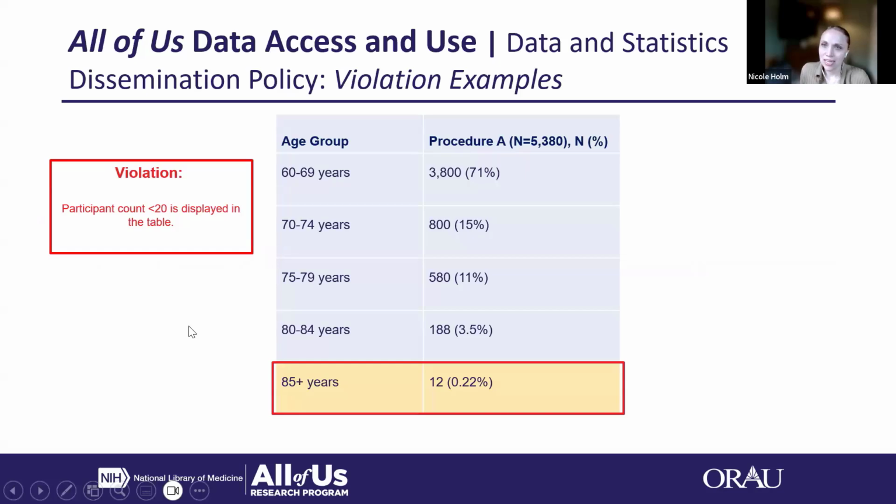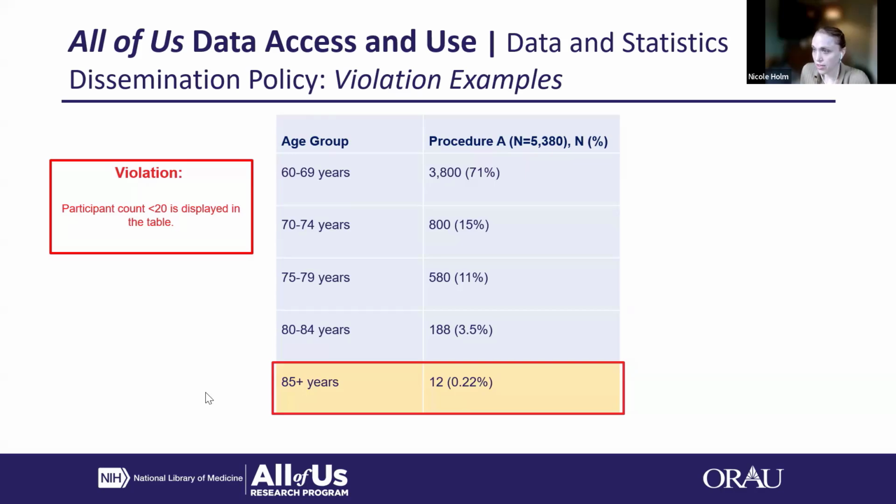And so we understand that the data and statistics dissemination policy is a policy that some can have difficulty making sure that their data is in compliance with. And so I've outlined here a few different examples of violations of this policy and ways that you can correct those violations and make it compliant with our policy.